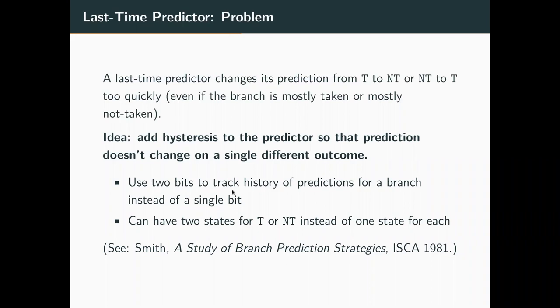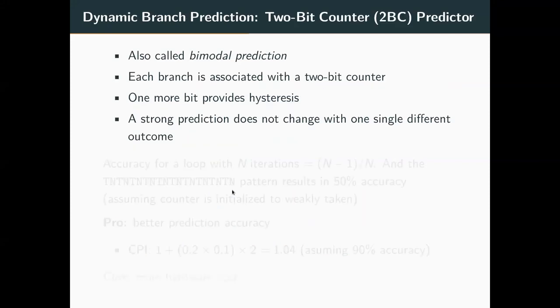So the idea is, let's add some hysteresis. I think that's how you're supposed to pronounce this. The idea is that we slow the transition to a different state. Instead of transitioning immediately, let's transition after we see a couple of mispredictions, instead of just one. This requires us to keep 2 bits to track the history of predictions for a branch instead of a single bit. This gives us 2 states for taken and 2 states for not taken instead of 1 state.